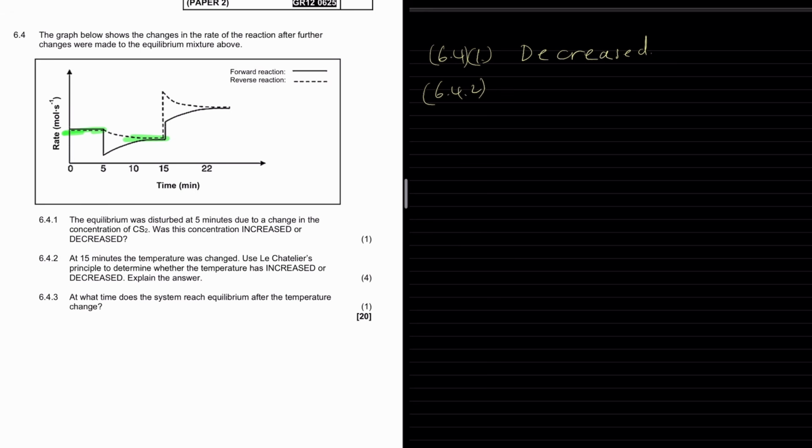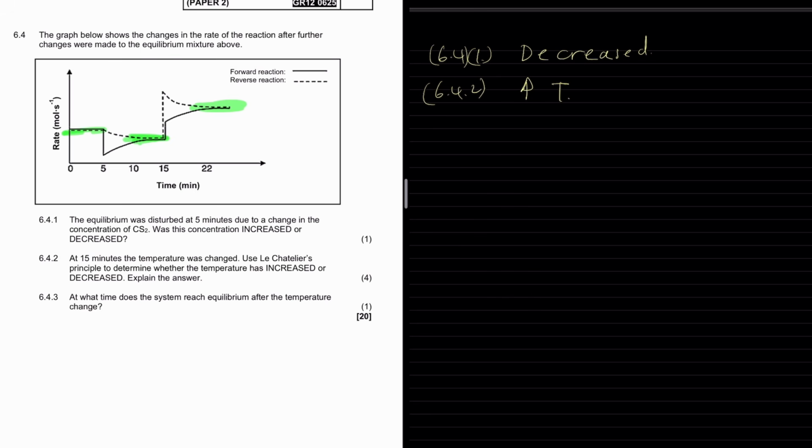6.4.2, at 15 minutes, the temperature was changed. Use Le Chatelier's principle to determine whether the temperature was increased or decreased. So we don't need to use Le Chatelier's principle here. All we need to do is look at what happened to the rate. So the rate increased. It went from here, it went there. And again, according to collision theory, if the temperature increases, the rate will increase.